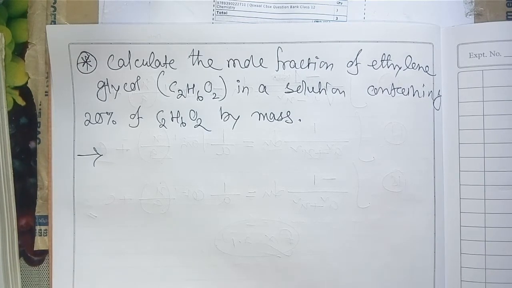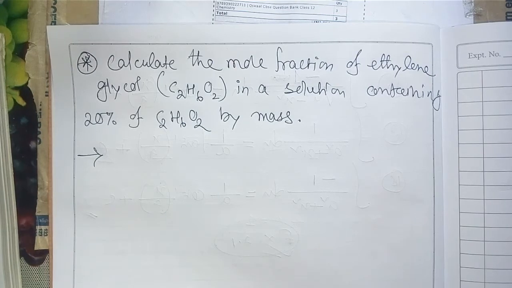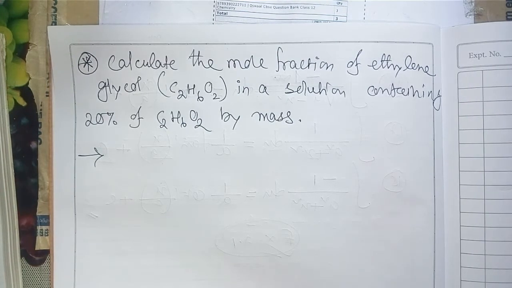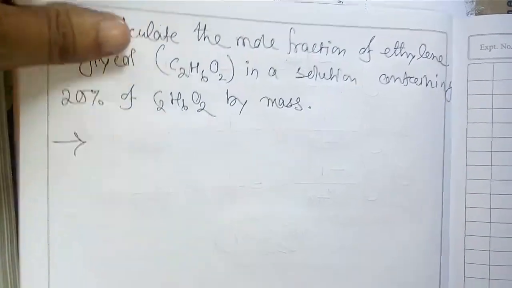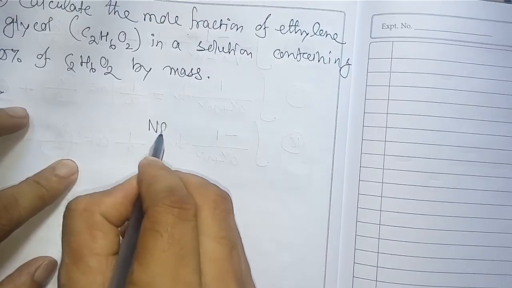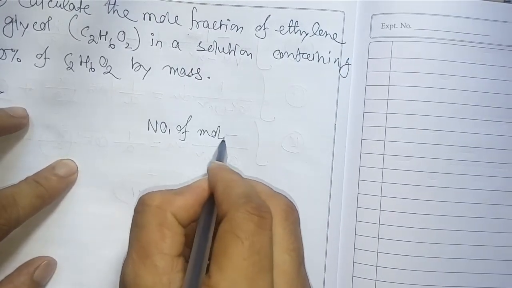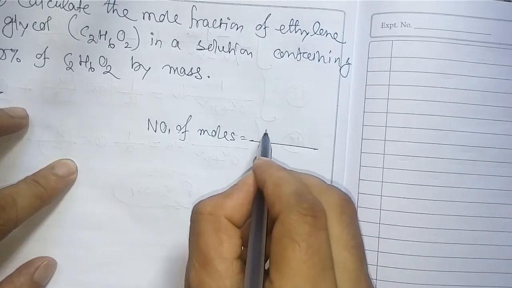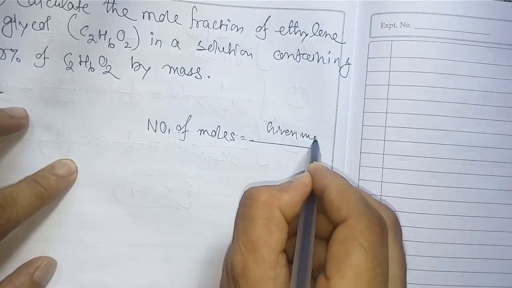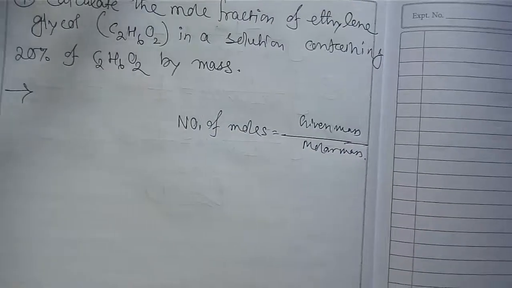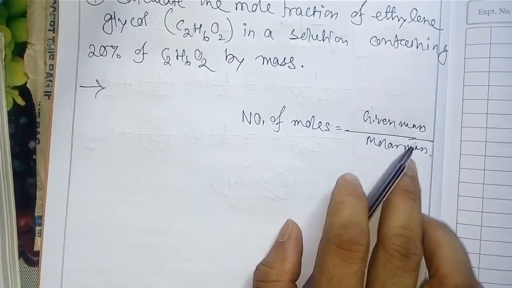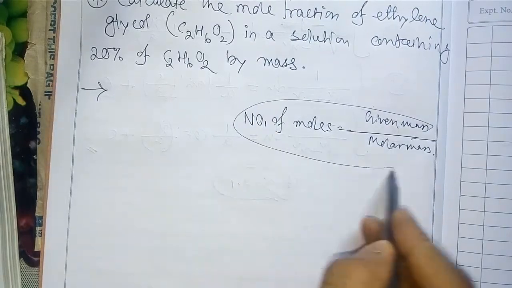Before going to this example or numerical, I will discuss how to find the number of moles. The number of moles is equal to the given mass divided by the molecular mass, or molar mass. This is the main thing. This formula is needed here.